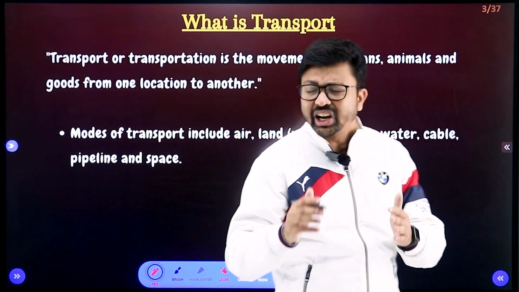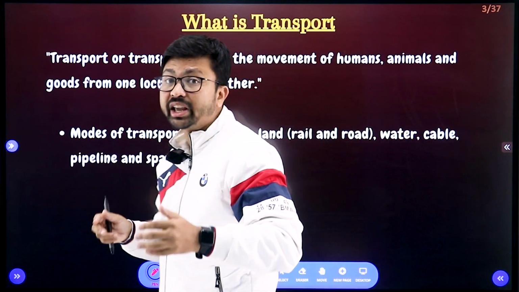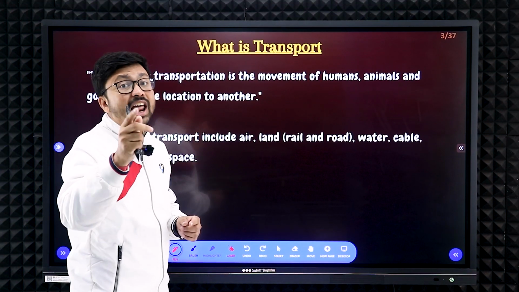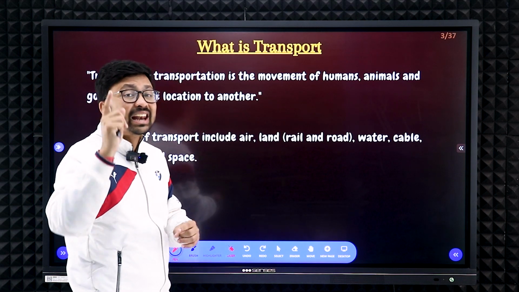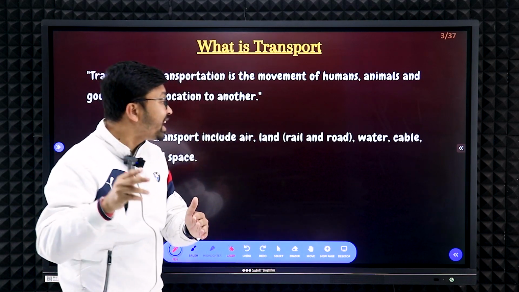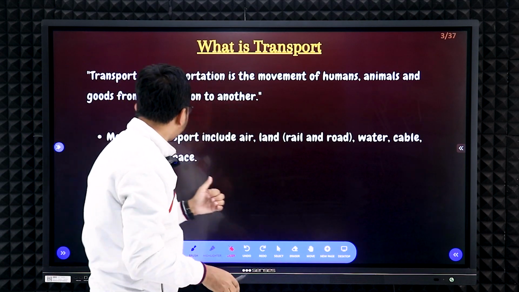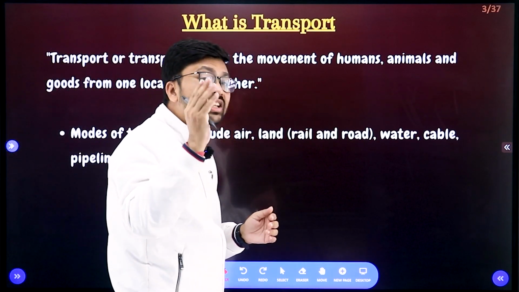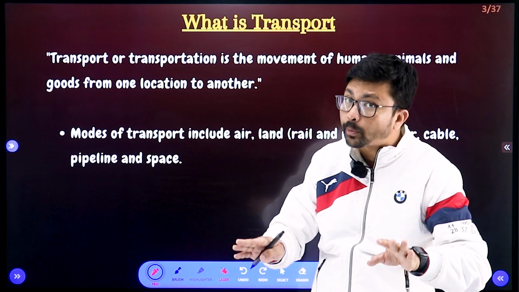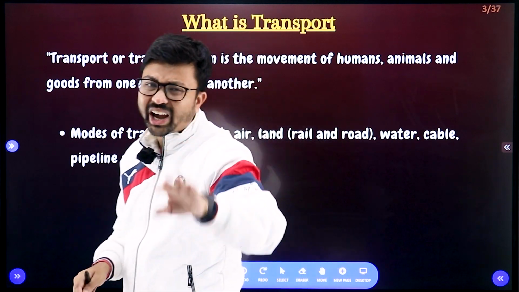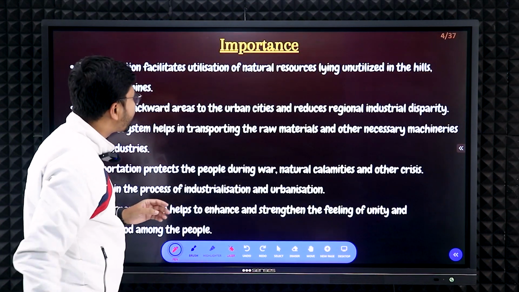Modes of transport, generally, what are those? As I said already, air transport, and land, further divided into two, that is rail and road. Rail and road. And then water transport. Other than that, cables, pipelines and space are there, but that is not for your syllabus 2023, right? So we'll discuss all those things one by one here.